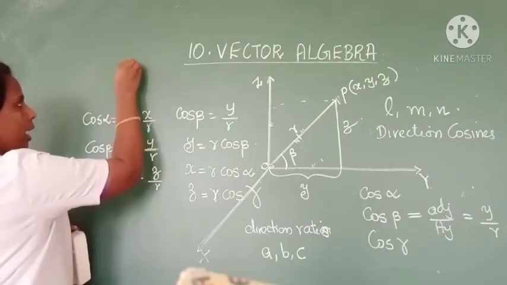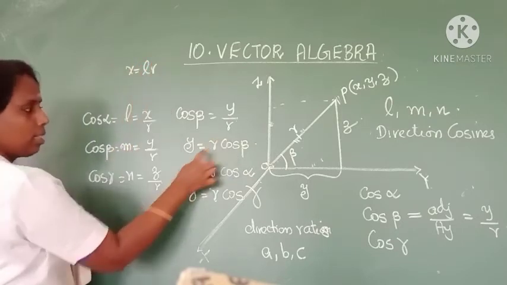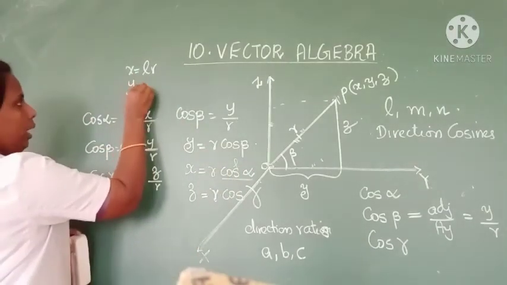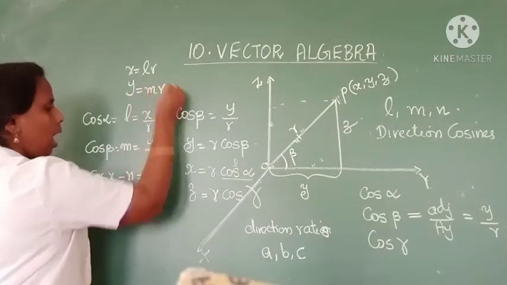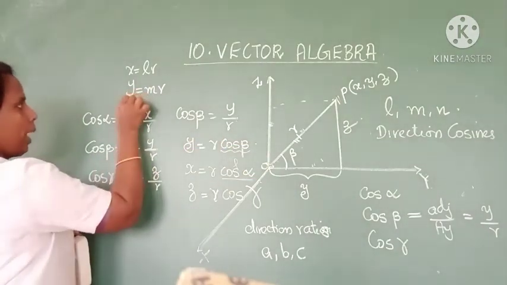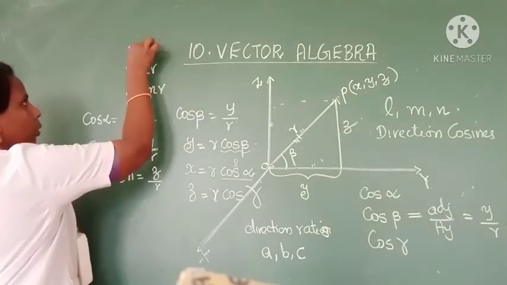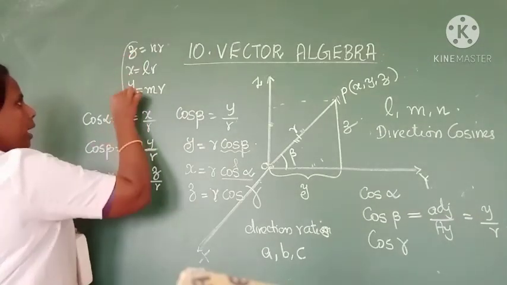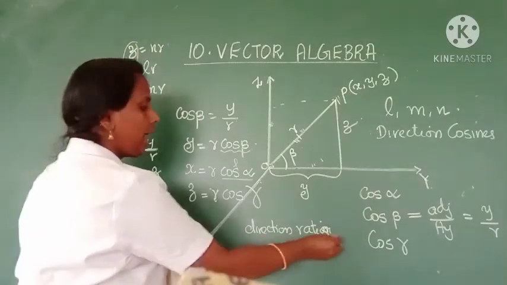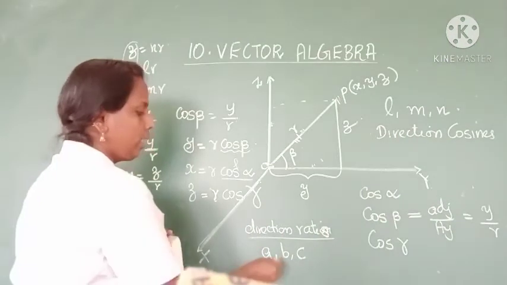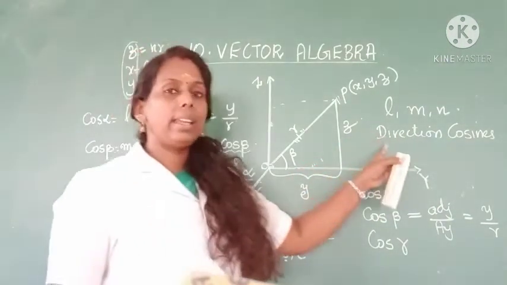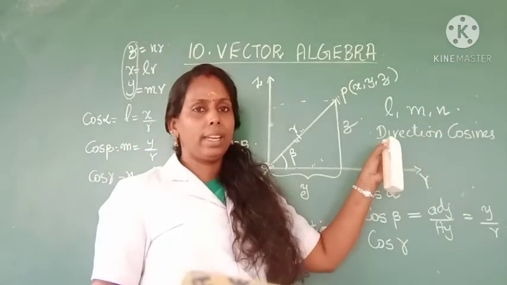From l equals x by r, we can write x equals lr. Y equals mr, since cos beta is m. Z equals nr. So these x, y, z or lr, mr, nr are called direction ratios and are denoted by a, b, c. So note down direction cosines as well as direction ratios.